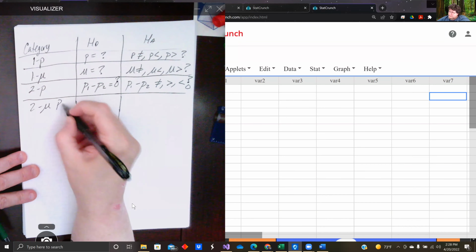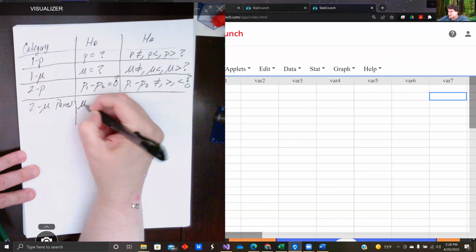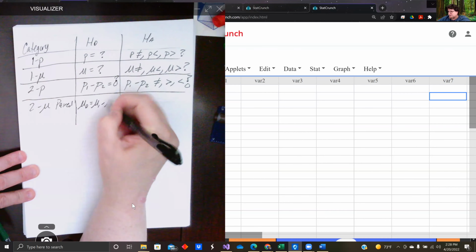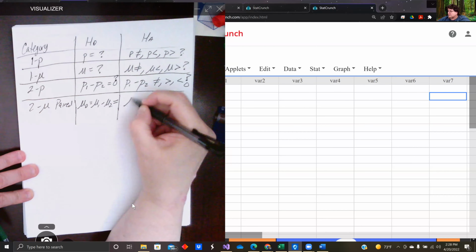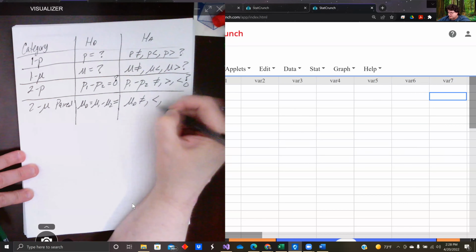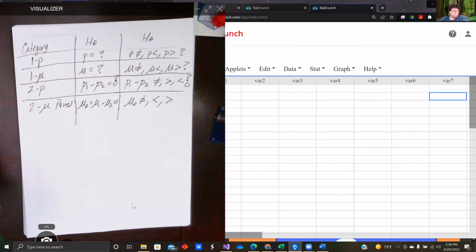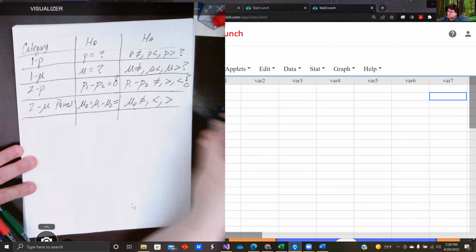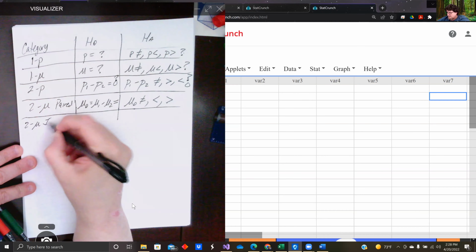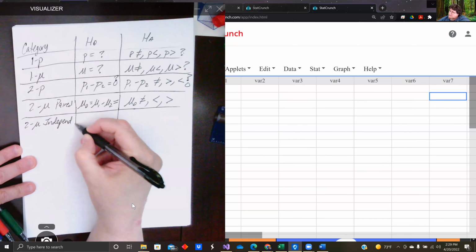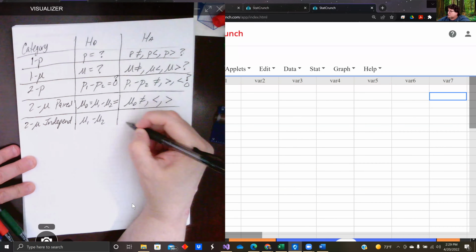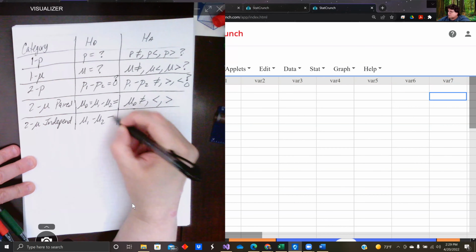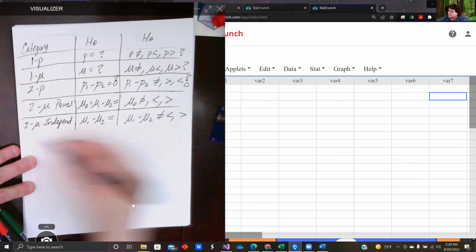Two mean paired is similar. They called it mu D, which is mu1 minus mu2. And that was an equal sign. And over here, it's either not equal, less than, or greater than. And the new one we're doing today is 2 mu, where they're independent. And it keeps the same notation. I don't think it says the mu D, but it's mu1 minus mu2. Equals over here, not equals, less than, or greater than.